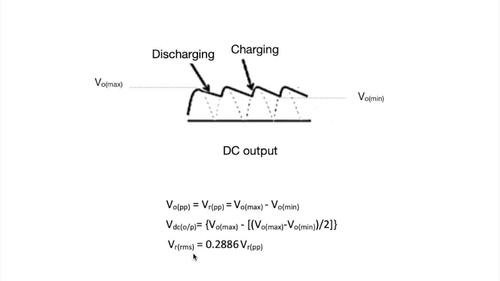RMS value of this ripple will be calculated using the formula 0.2886 times Vr peak to peak. In this experiment, we are going to study the variation in DC voltage as well as peak to peak of the ripple signal with respect to the change in load resistance. So let us now construct this circuit on Multisim and study its working.